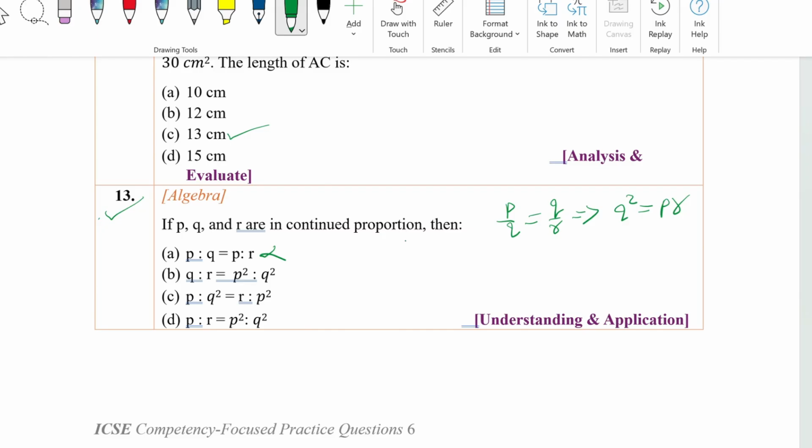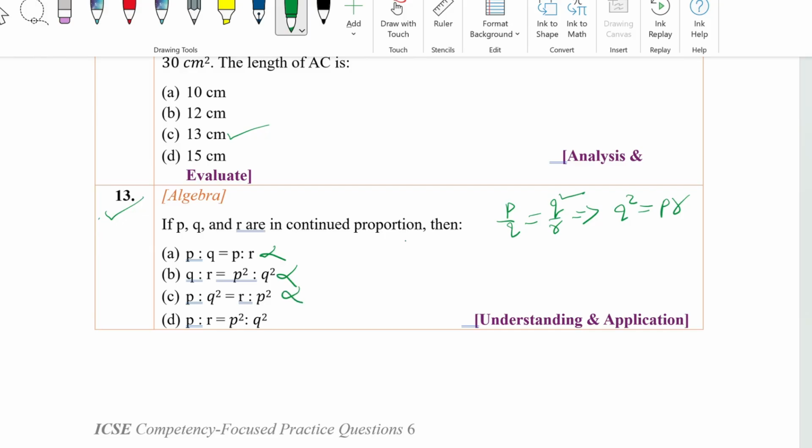Is Q by R equal to P square by Q square? No, this is also wrong. Is P by Q square equal to R by P square? No, this is also wrong.